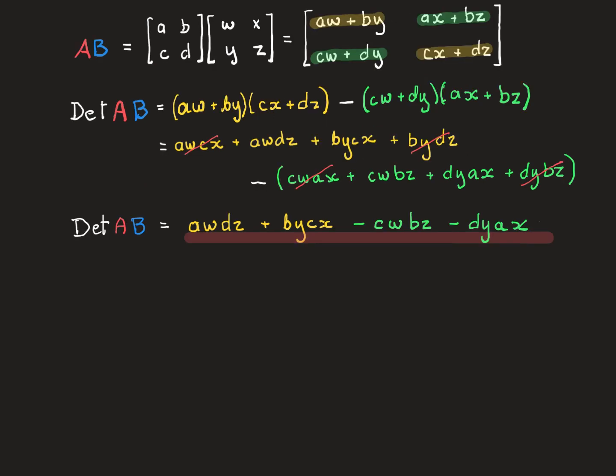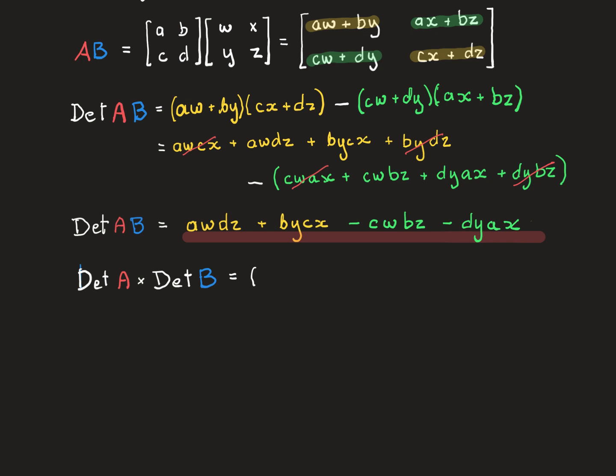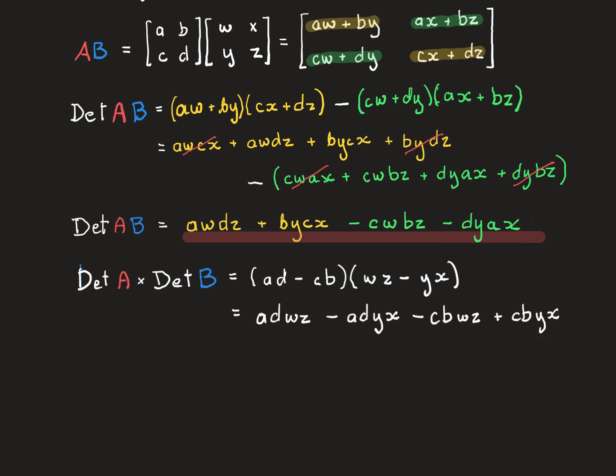Will this be the same if we multiply determinant A times determinant B? From above, we know that the determinant of A is AD minus CB, and we know that the determinant of B is WZ minus YX. If we multiply these together, we'll get the following four terms. Now, are they the same as determinant AB?